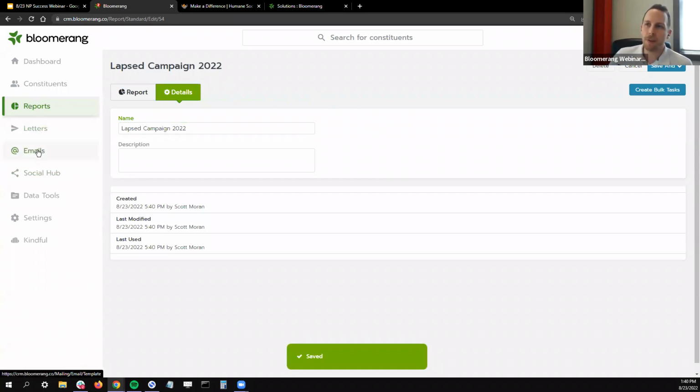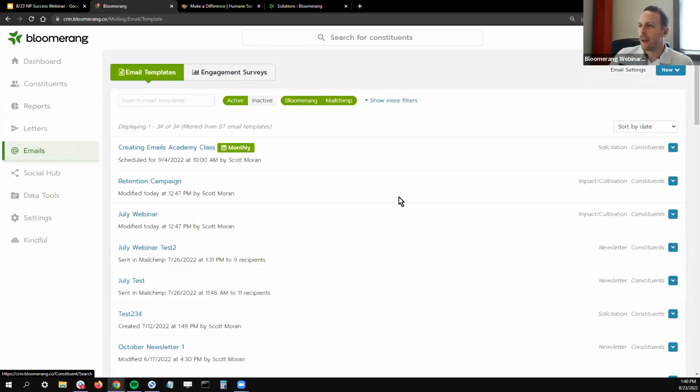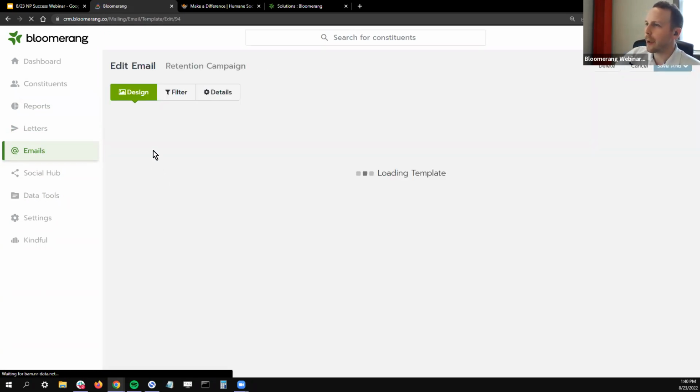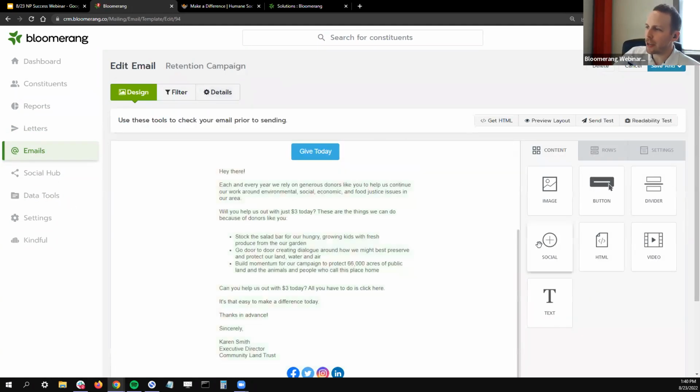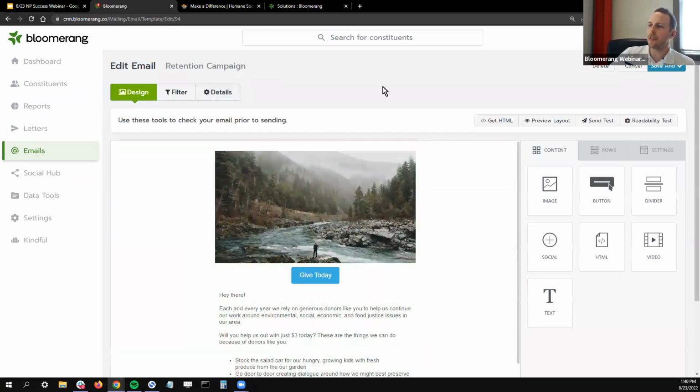I can go to my emails over here on the left. And I already built an email template here called retention campaign. So I'll click retention campaign. And then from these three tabs, I can design an email right here in Bloomerang. I don't have to go anywhere else to design the email, and I can even link in our donation form.